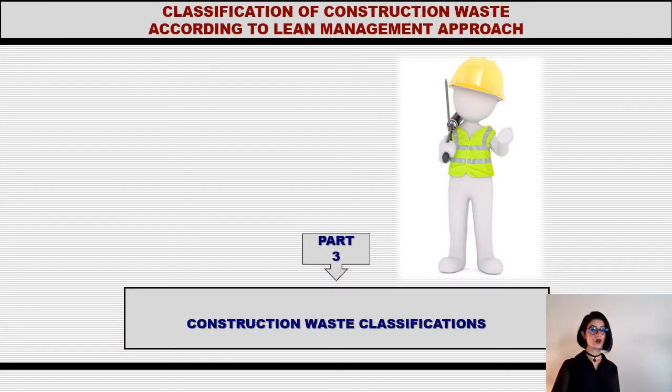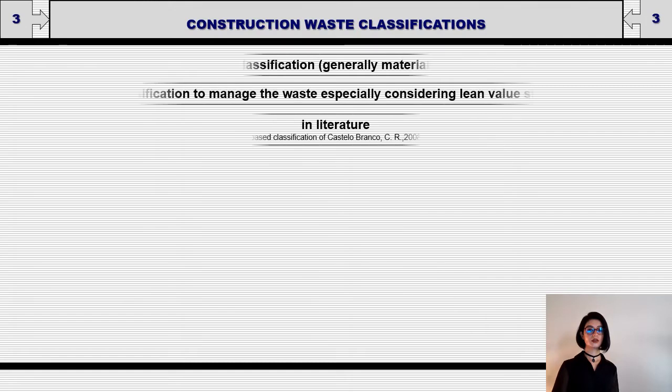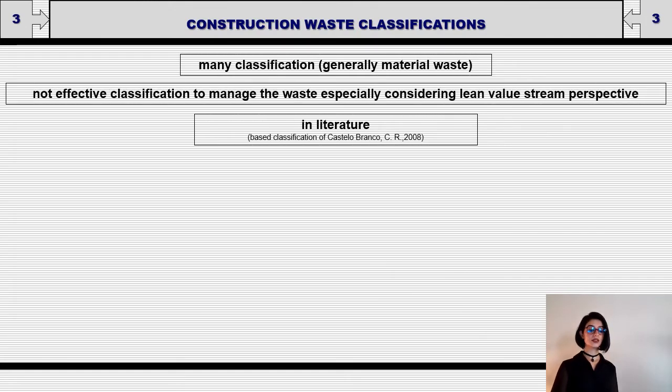Now, we will check the current construction waste classifications that are in the literature. Construction waste has been categorized in the literature in very different ways. In spite of those different classifications, many of them follow the same basic concept, which is generally material waste, excess materials, delays, reworks, and defects like that. Although there are many classifications in literature about construction waste, it is thought there is no effective classification to manage the waste, especially considering the lean value stream perspective.